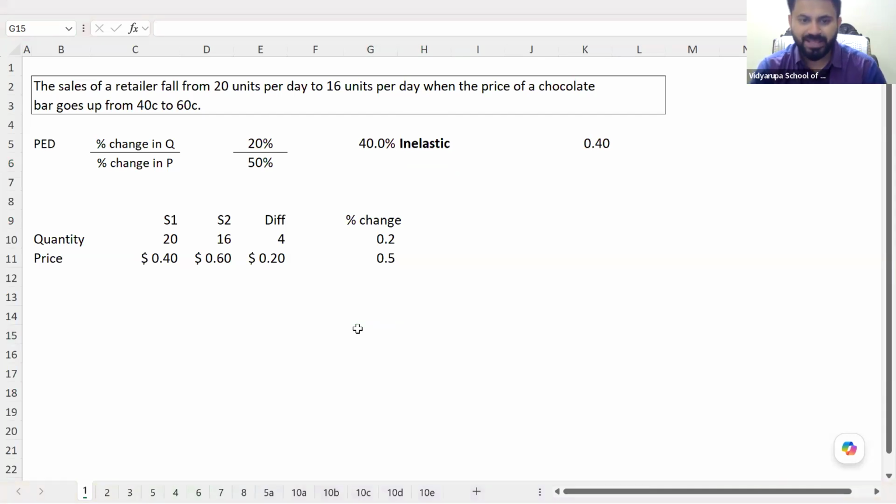Now, how does it affect us? How does it affect our pricing? That's what we are bothered about. That's what we should be concerned about. How does it affect our pricing?